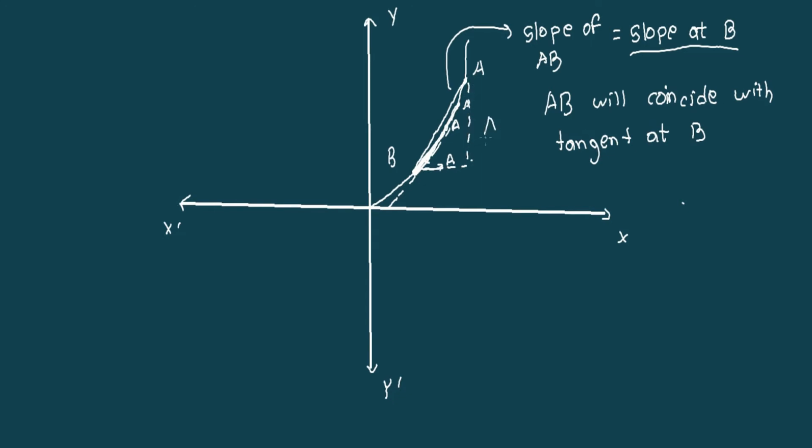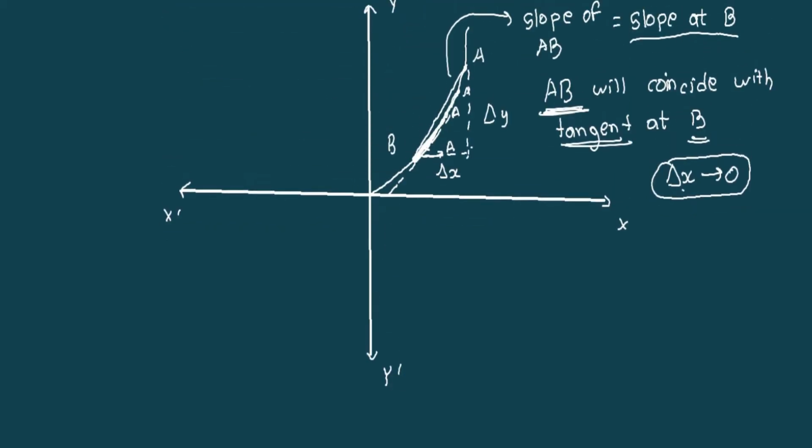What is the slope of AB? The slope of AB is again delta y by delta x. And so basically what we are doing is we are taking delta x very close to 0. We are not taking it at 0. We are taking it to be very close to 0, right? So as delta x tends to 0, our secant AB is going to coincide with the tangent at point B. Now, if you don't know this, it's okay, you'll learn it further. But to solve this kind of question where delta x tends to 0, we have to take the limit.